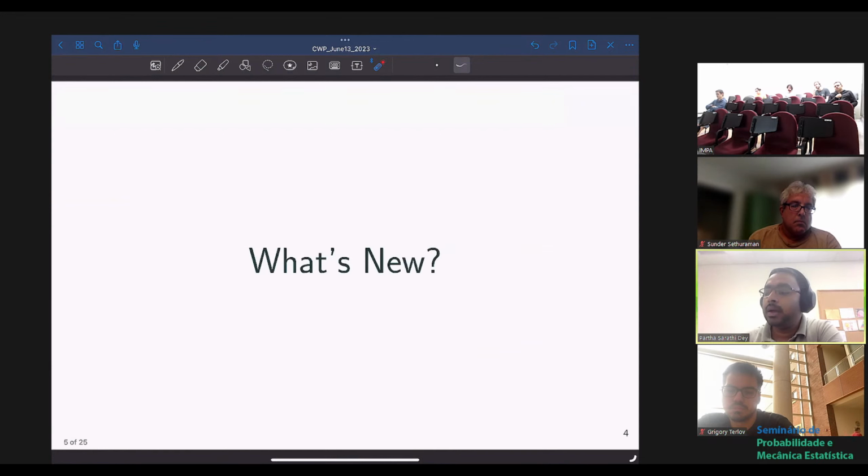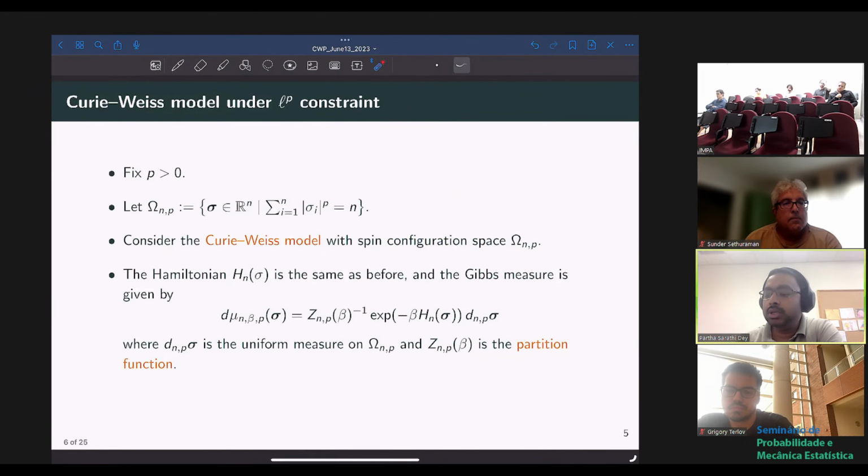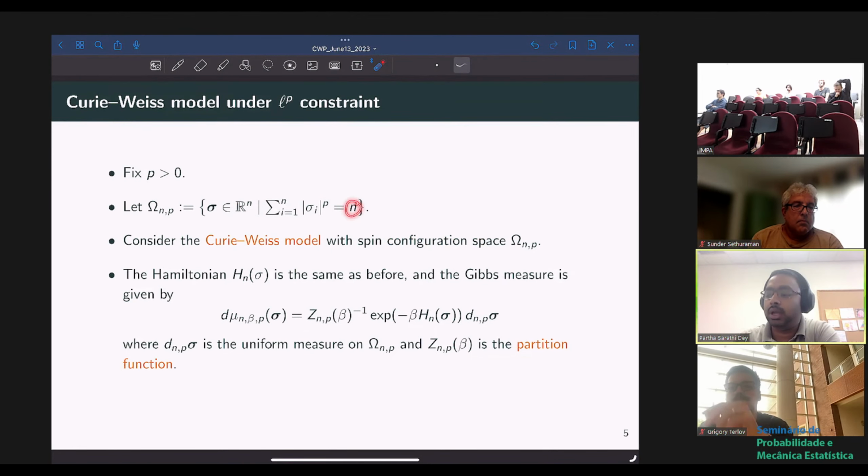So what's new? We considered the following model. Instead of looking at spins taking unconstrained plus minus 1 values, we fix some real number p bigger than 0, and we look at the following configuration space. This is the set of all spins sigma in R^n such that the average of |sigma| to the power p is equal to 1, or the sum is equal to n.